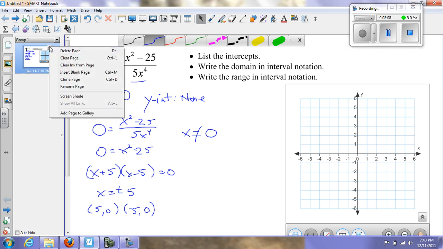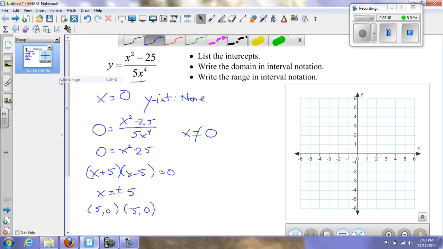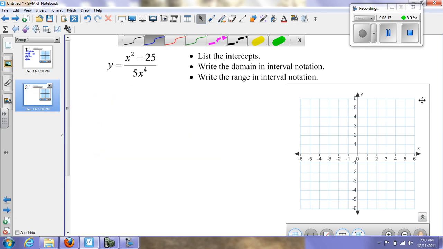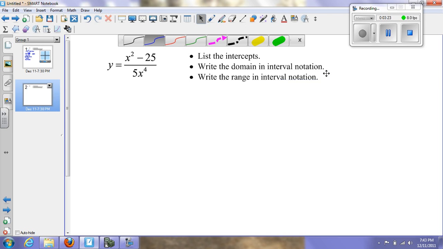I'm going to come over here and clone this page, and clear all the ink off, and I think I'm also going to get rid of this graph. Let's delete that. Have a little more room there. Now I want to talk about the domain in interval notation. Well, there's a couple of things I'm looking at here.